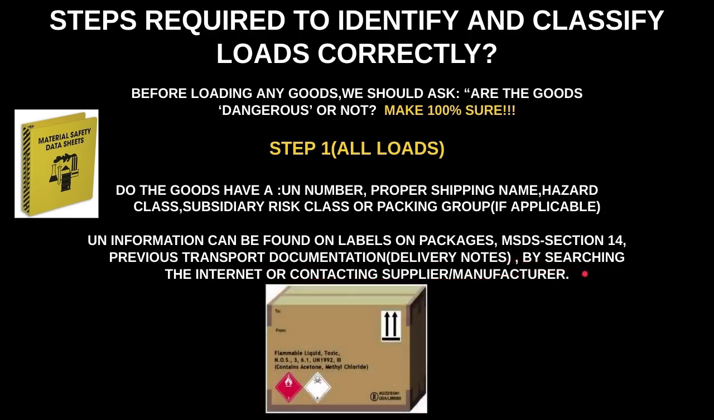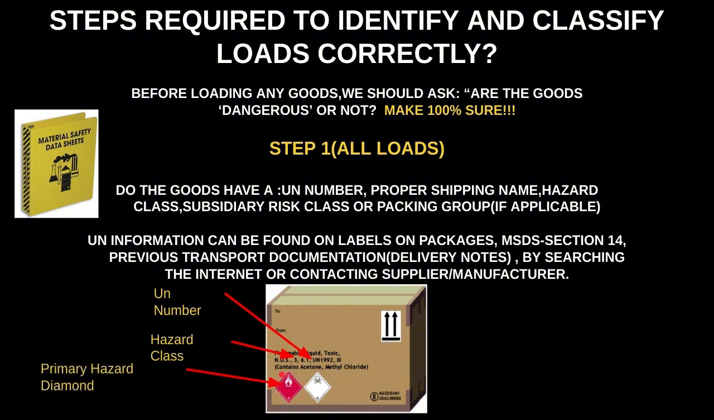Example. Here we have a package and we want to know whether this is a dangerous goods package or not. Here's what we can determine. UN number. Clearly visible on the label. Hazard class. Class 3, flammable liquid. Diamond label. Indicates the primary hazard. Subsidiary or secondary class. Packing group. Packing group 3, meaning it's a minor danger.